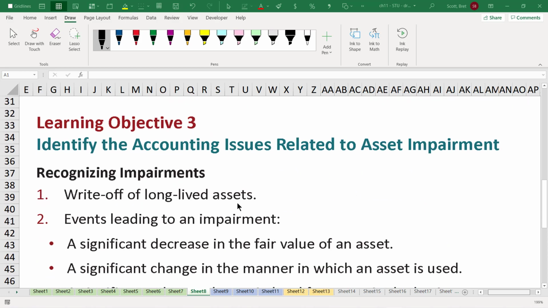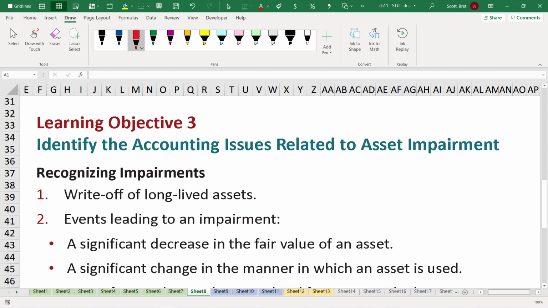We're going to move ahead into Learning Objective 3 of Chapter 11. We're going to skip Learning Objective 2. I do not anticipate testing you on that, so we'll start with Learning Objective 3. So what is Learning Objective 3 all about?